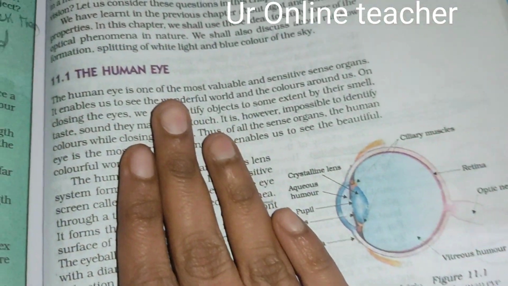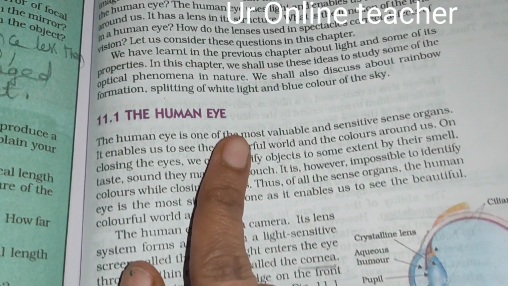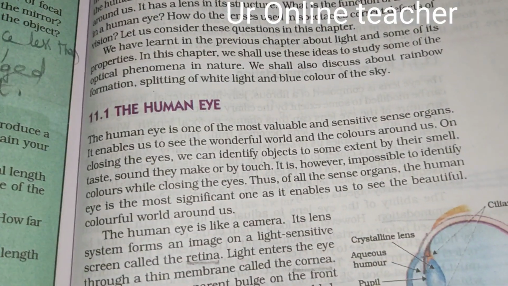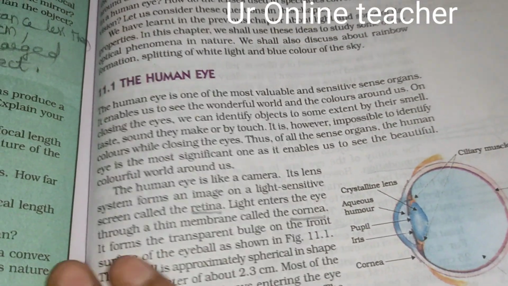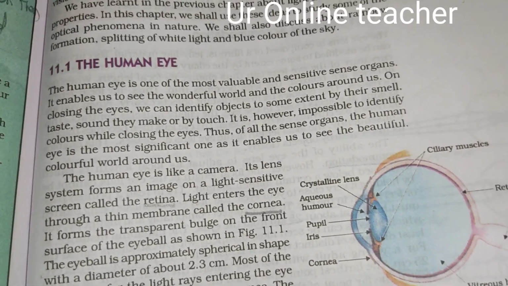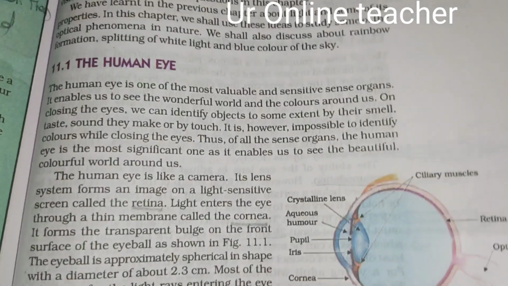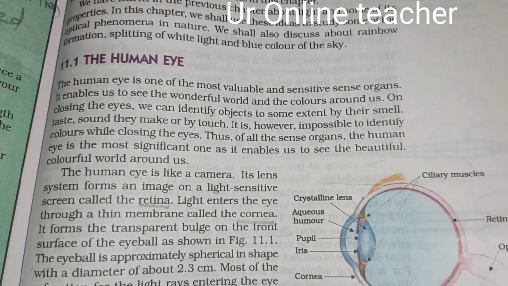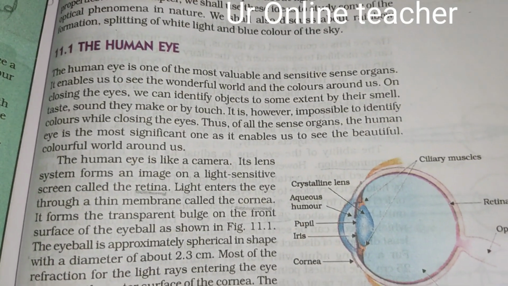In this I am going to explain the topic human eye. The human eye is the most valuable and sensitive part of our organs. It is one of the most important sense organs. It helps us to see this colorful and wonderful world. Without eyes we cannot see the objects.